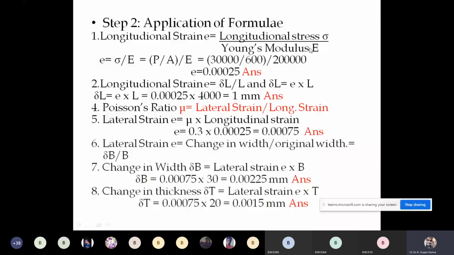Now these three things are the answer: lateral strain, change in length, change in width, change in thickness. Now a question to you. Which one is increasing and which one is decreasing? Among these three things, delta L, delta B and delta T.